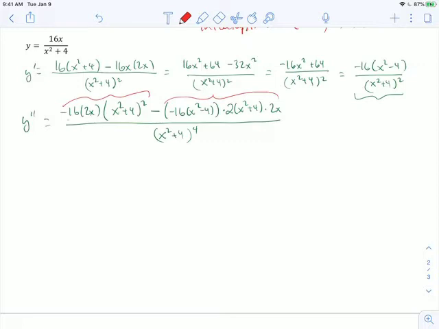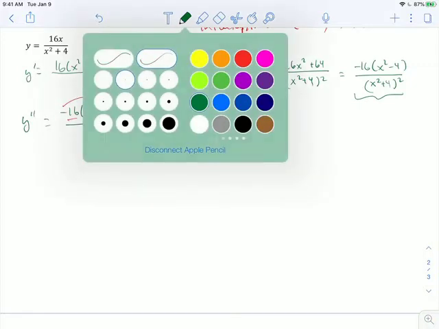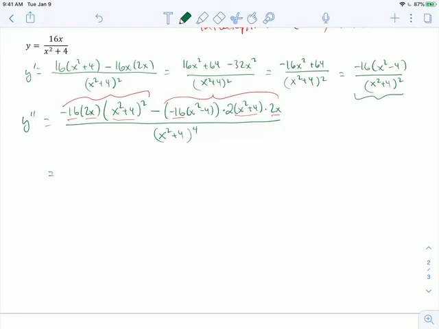Well, it looks like I've got a 16 to pull out. I've got a 2x to pull out. And I've got x squared plus 4 here and x squared plus 4 here. So let's see what we can get out of this. If you'll allow me, I'm going to take 16 and 2x here. And so I'm going to have 32x times x squared plus 4. And now I'm going to see what's left behind.